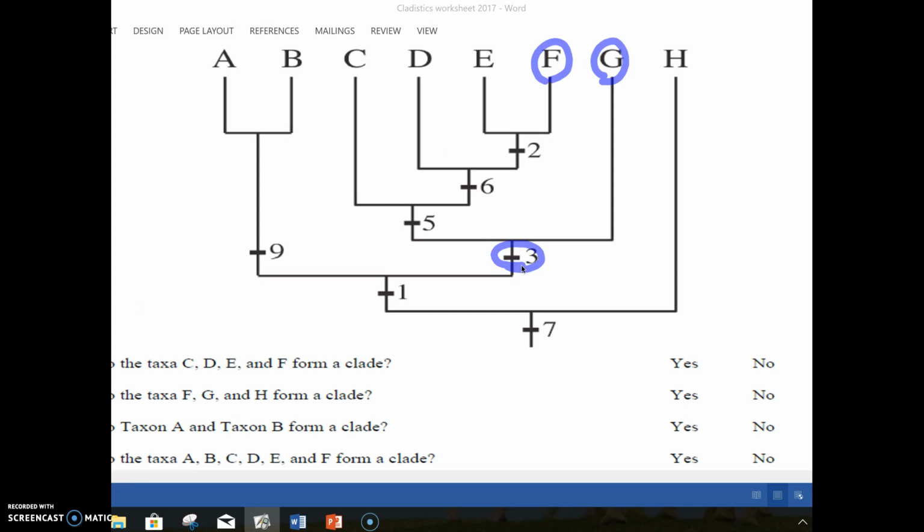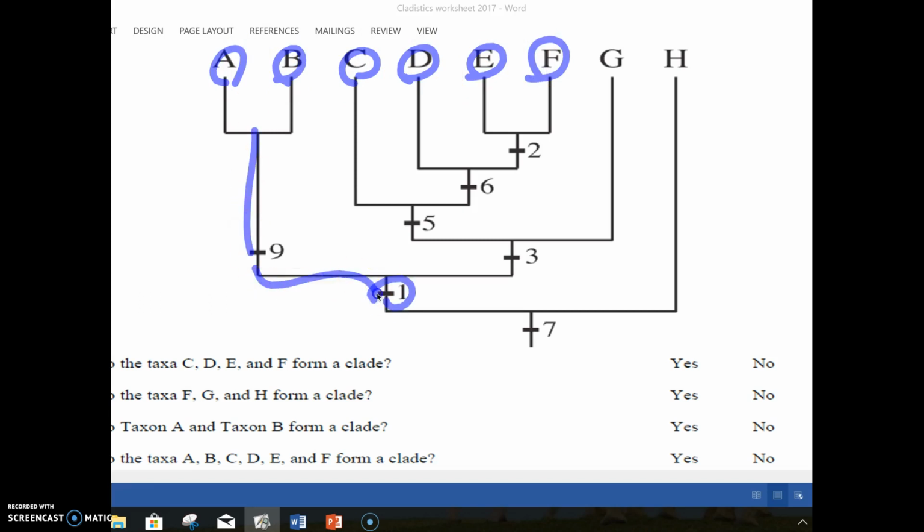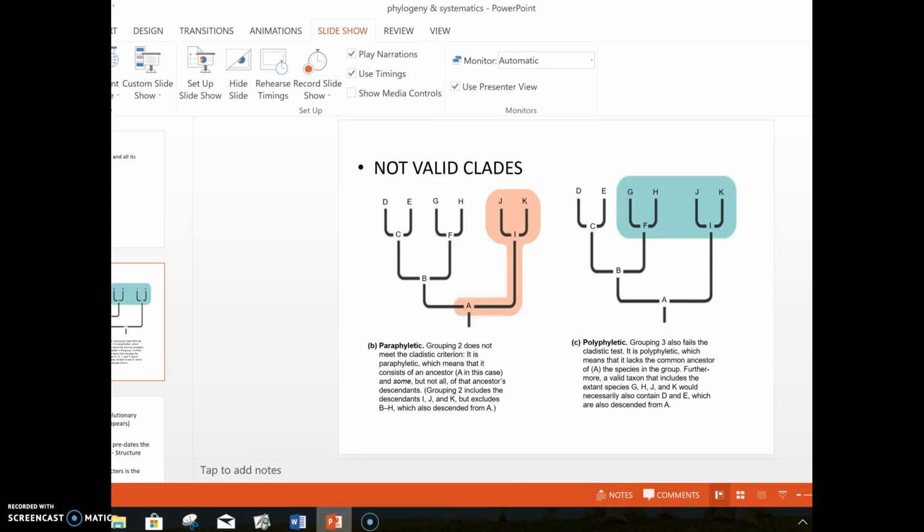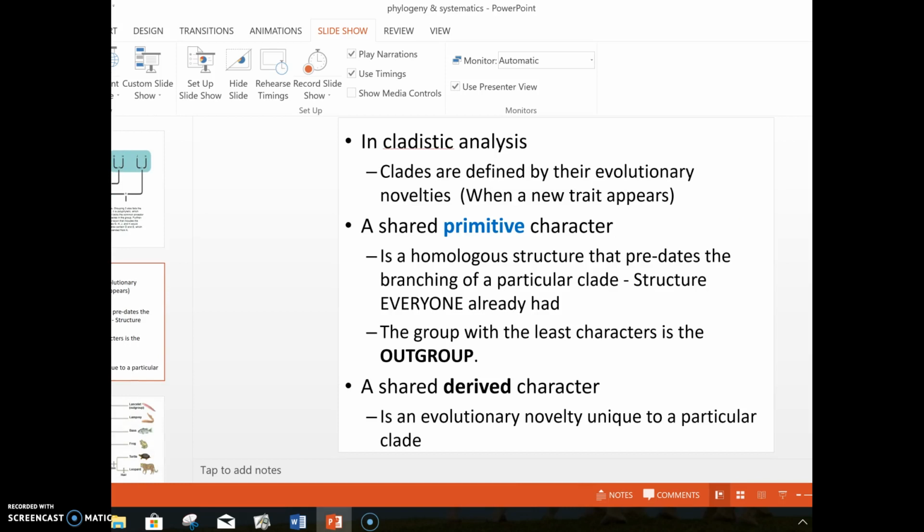Number 3, do A and B form a clade? Yes. A and B go back to a single ancestor and everybody after that's highlighted. And finally, A, B, C, D, E, and F. And the answer there is no, because if we look at A, B, C, D, E, F, it tracks back to 1. That's the last time they all shared an ancestor. Therefore, to make this a valid clade, we would also have to include G. So hopefully that gives you a real quick understanding of how to determine what is a clade and what is not a clade.